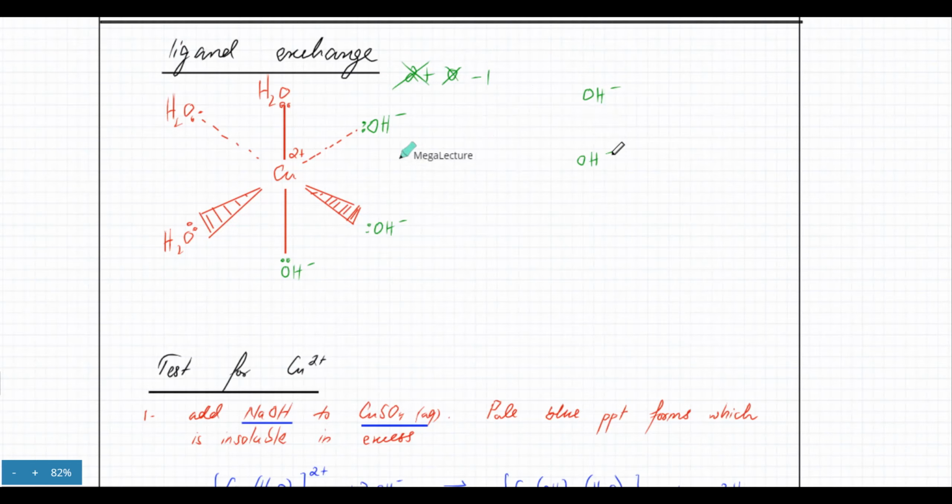And even the OH ions that are already sticking to it, they would get repelled because of the negative charge and they'll get knocked out. And water would take their place back again. So the thing is that you can't really get more than two OH ions to substitute the water molecules in this particular case because of the charge that's building up on the entire complex ion.